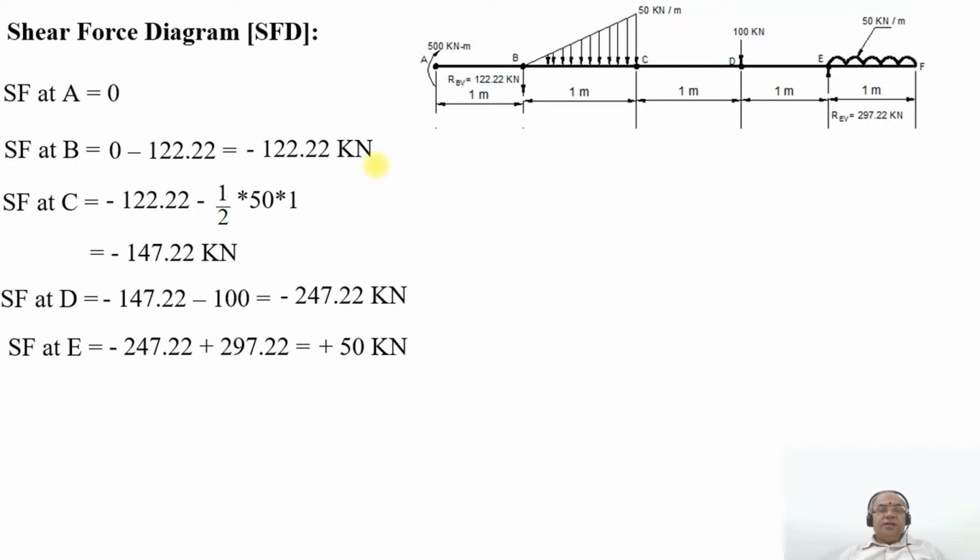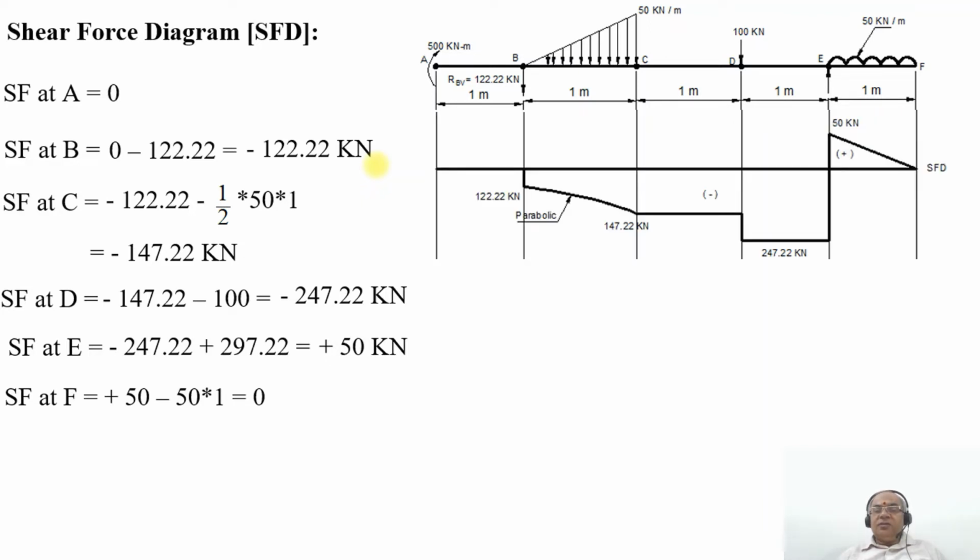Then SF at F will be plus 50 minus 50 into 1, which is equal to 0, because there is a uniformly varying load between E and F. It starts from SF of plus 50 and joins to 0 by a linear line. So this is how the plot will look.